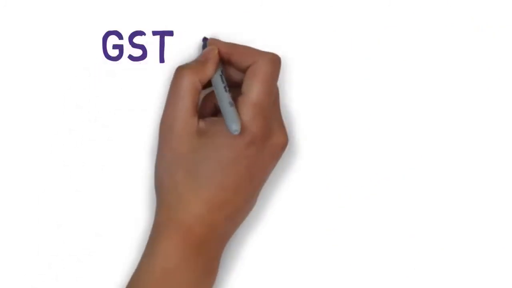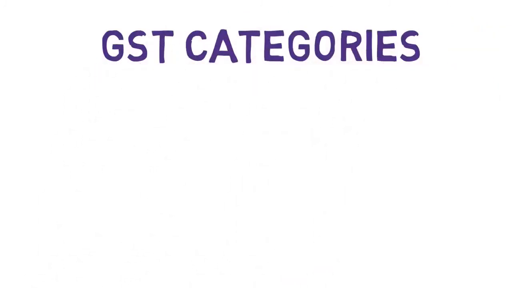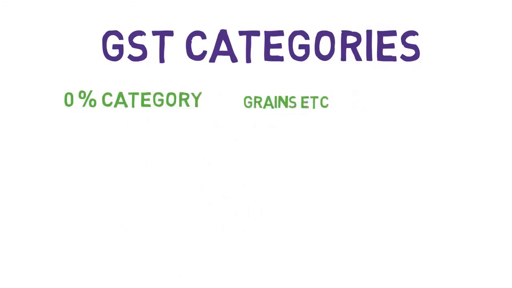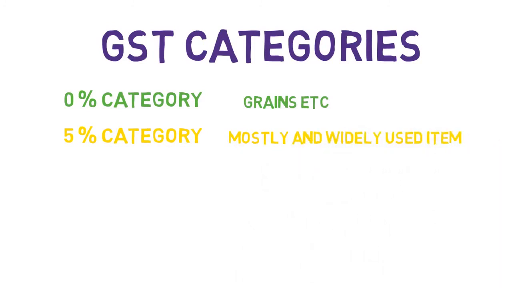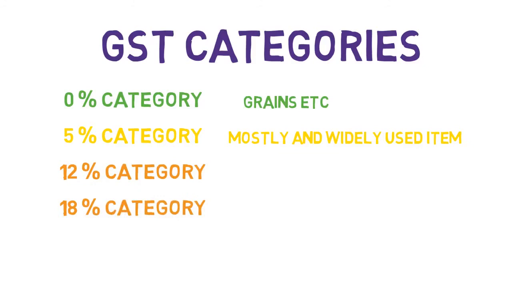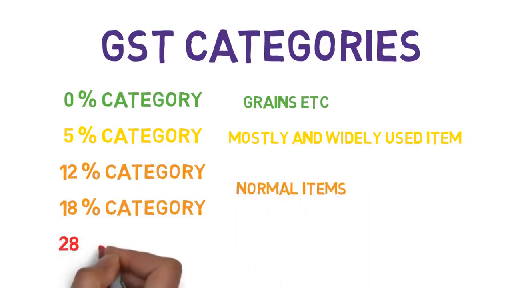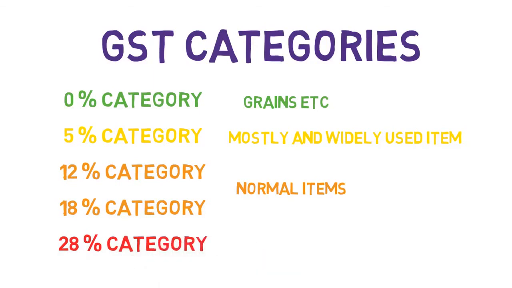We will also have 5 categories in GST in India. A 0% category, which will apply on food grains, etc. A 5% category, which will apply to mostly and widely used items. A 12% and 18% category, which will apply to items which are normally used. And a 28% category, which will apply on luxurious items.